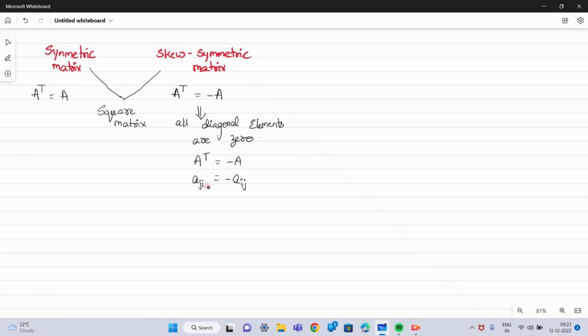Now, it is a square matrix. So, for this, i will be equal to j, right? The number of columns and rows will be the same. So, now you can write it as a_ii is equal to minus a_ii. Just bring it here, it becomes 2a_ii is 0. And a_ii will be 0. So, all the diagonal elements will be 0.